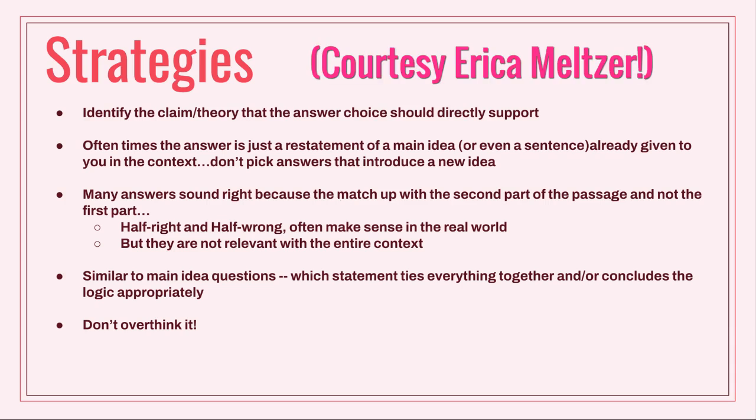Some strategies are to identify the claim or the theory that the answer choice should be directly supporting. Many wrong answers are going to seem sort of correct, on topic, but they're not really supporting the very explicit claim or theory that the rest of the sentences are pointing towards. Usually you'll find this claim or theory in the sentence before the one with the blank, or sometimes even in the same sentence. It's going to be right before the blank somewhere, but make sure you are reading the entire context given to you, because that's going to help you figure out what actually is the claim the author has.